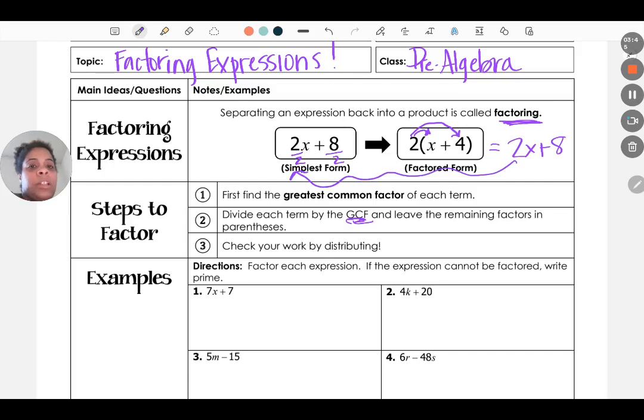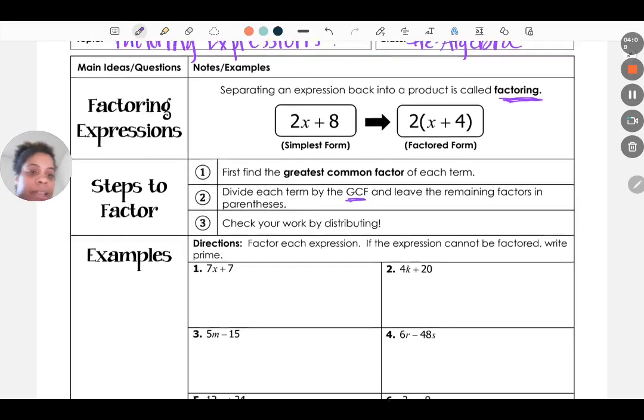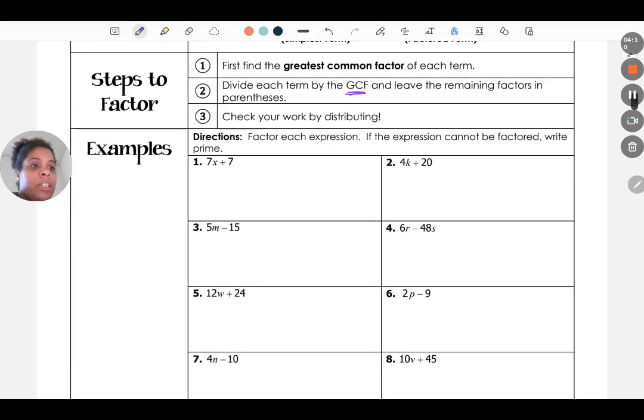You don't have to do this all on your paper. My goal is to explain it to you, and then I will erase it. So I just want you to understand. And then I will do that on our problems. All right, so they divided out. We're going to do those in our practice problems. Okay, here we go. All right, factor each expression. If the expression cannot be factored, write prime.